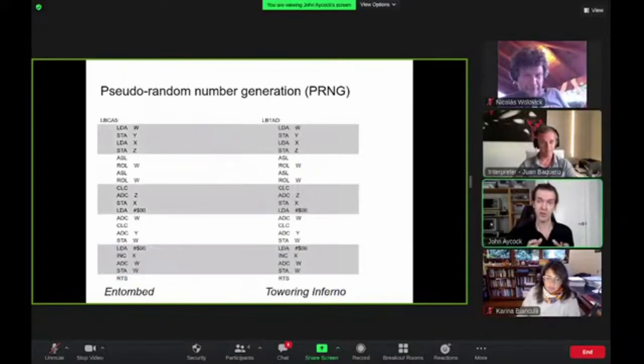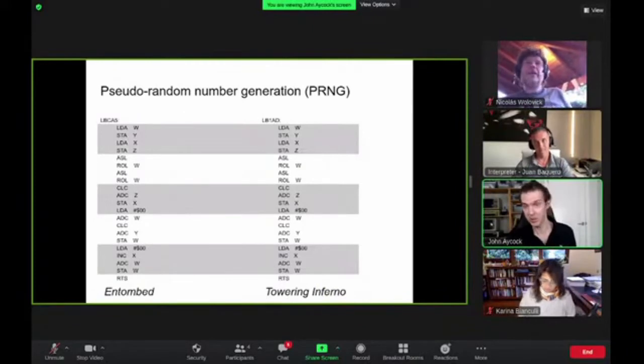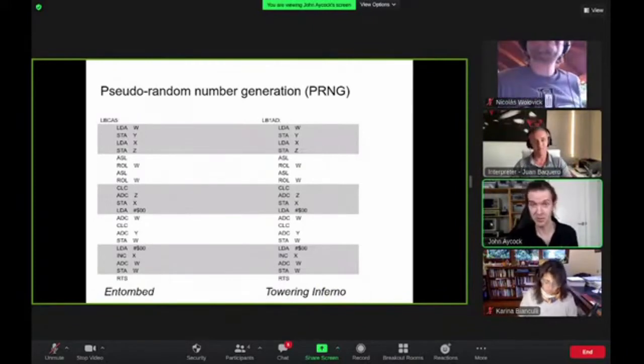Let me put this another way. You may not understand this assembly code, but you would probably agree that the code on the left from Entombed is identical to the code on the right from the game Towering Inferno.